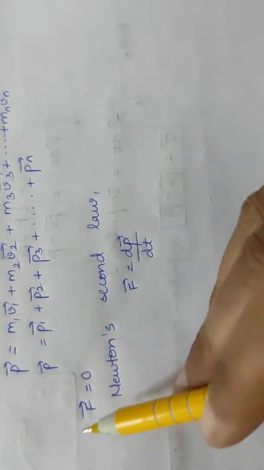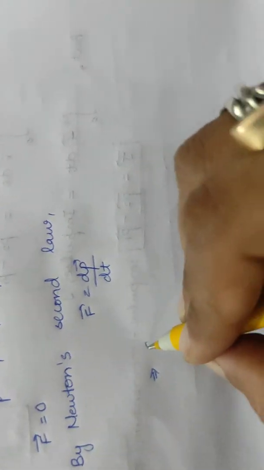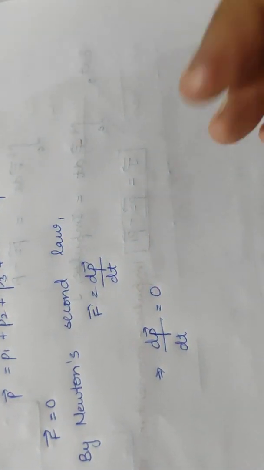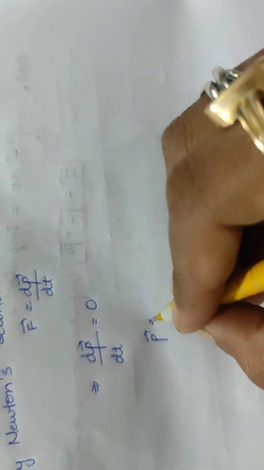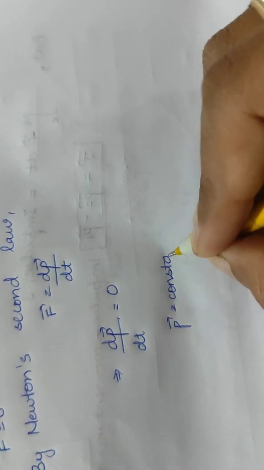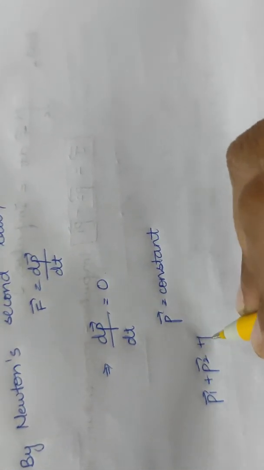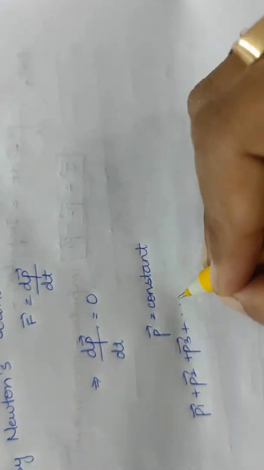So if we equate 0 in place of this F, what will we get? We will get dp by dt is equal to 0. Fine. By this we can say that the derivative of a constant is 0. The derivative of this constant linear momentum is 0. So we can say that the linear momentum in this case is constant. Or as we are talking about a system, the total linear momentum of this system will be constant.